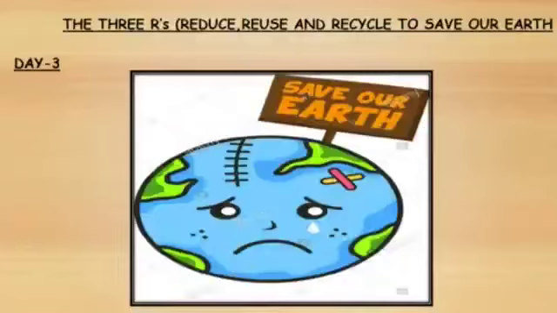One of the solutions to get rid of pollution is the 3 R's principle, which is reduce, reuse and recycle, by which we can help our earth to be safe and the environment to be clean. We shall now study about the 3 R's in detail.